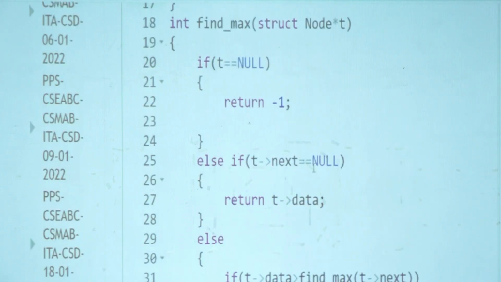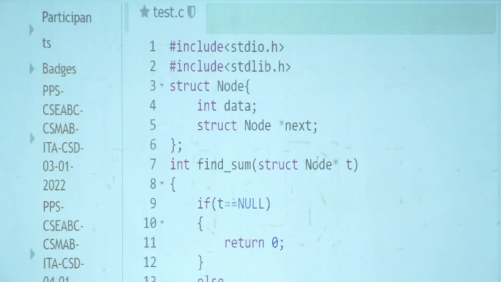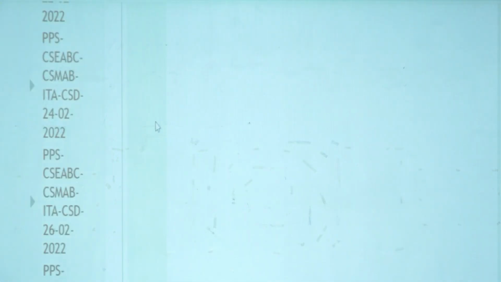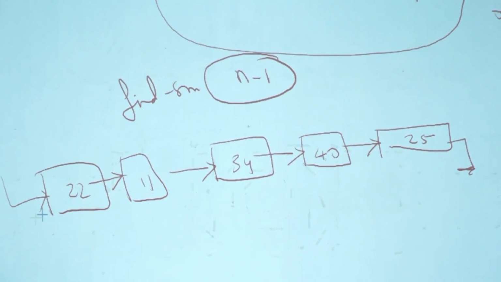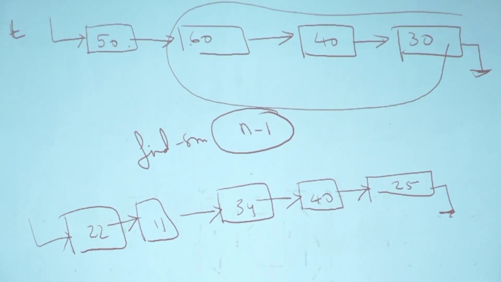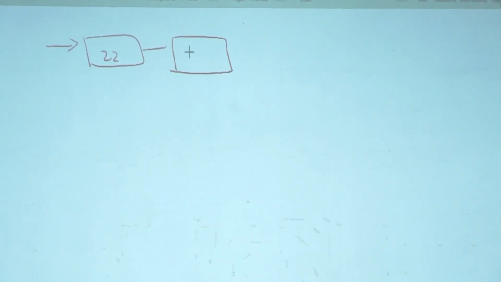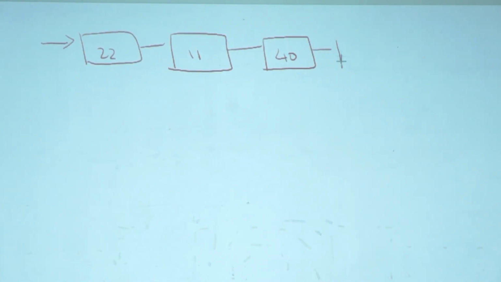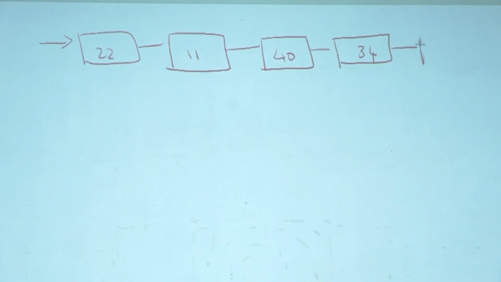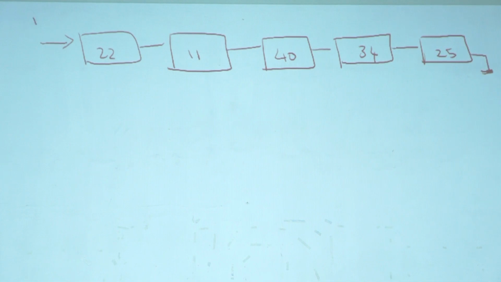Okay? So now, if you want to trace it with our problem, how will it work here? Let me draw the list all over again for people who are having a little difficulty understanding it. So it's 22, 11, 40, 34, 25, and 25 is the last. So my T will be here when I am called the first time.